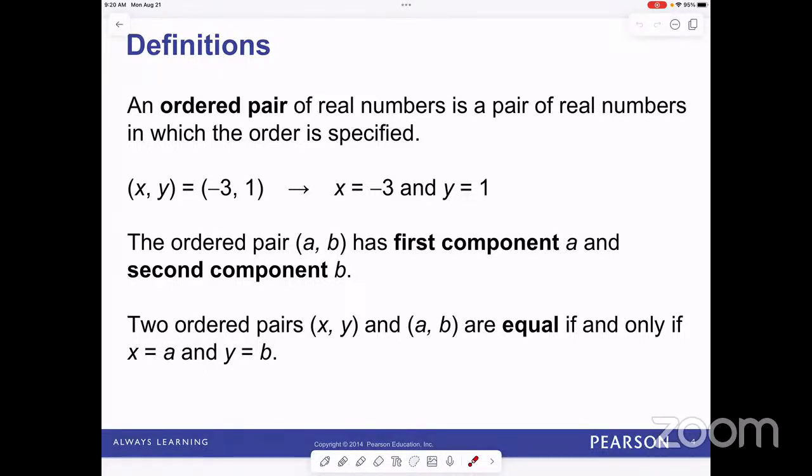So for instance, the ordered pair x comma y is going to be, this one's going to be -3, 1, right? So the order is important. That means the first component is our x, and the second component is our y. So x is -3, y is 1, right? That's why we call that an ordered pair. The ordered pair a comma b has first component a and second component b. Two ordered pairs are equal if and only if the corresponding components are equal. So if you have x comma y equal to a comma b, x equals a and y equals b.